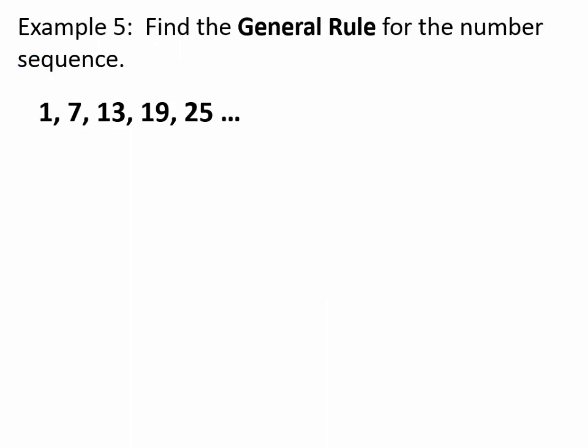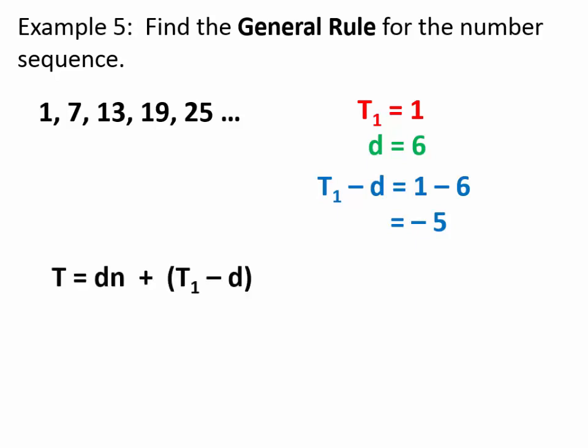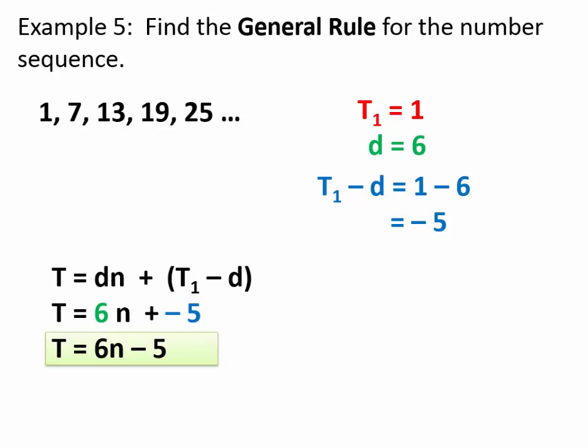Here's another number sequence, so let's just do it all again. The first term is 1. The common difference, 7 take away 1 is 6. Then t1 minus d, this time it's going to be negative again. 1 take away 6 is negative 5. Use the formula, so we substitute in the value of d and that other value. So t will be 6n plus negative 5. And then using the rules of integers, a plus and a minus together changes to a minus. So our general term becomes t equals 6n minus 5.